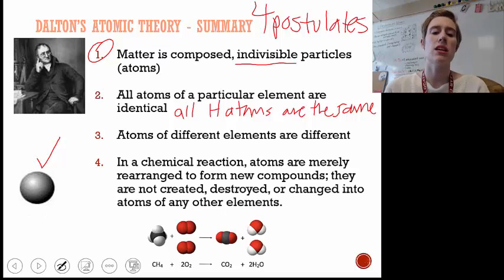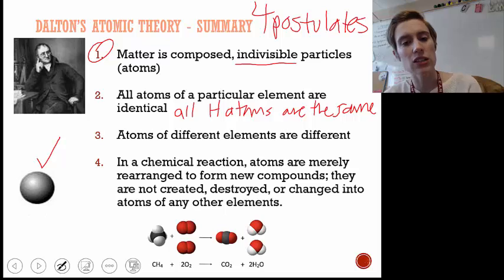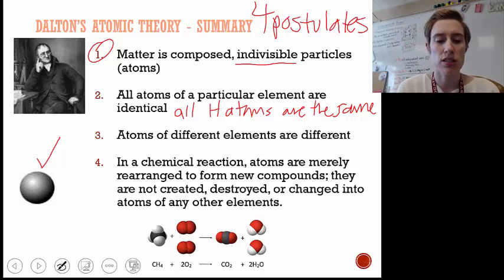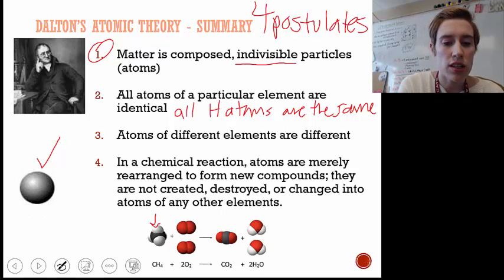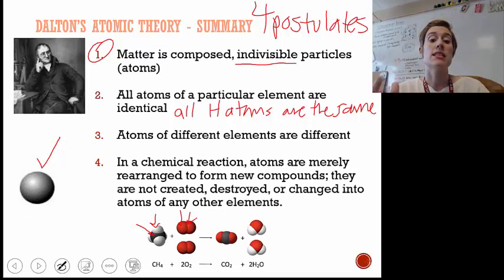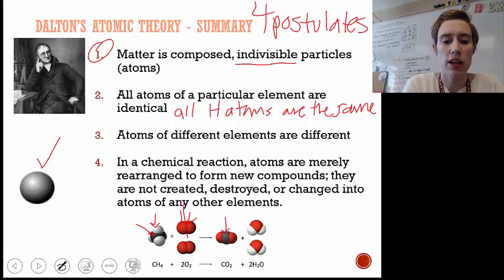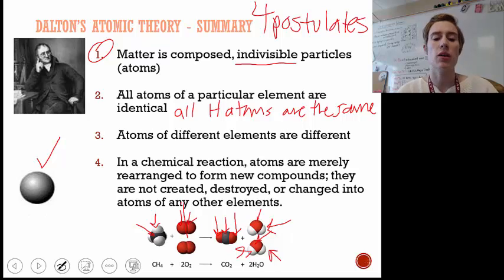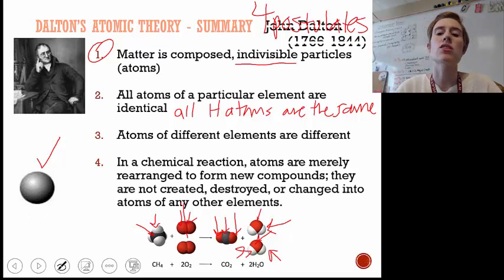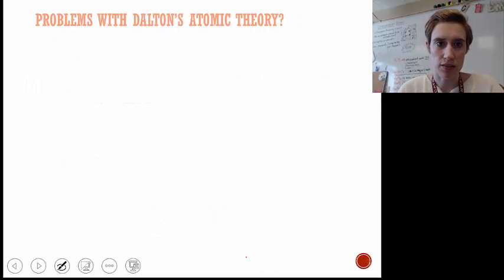And the 4th thought he had was in a chemical reaction, atoms are rearranged to form new compounds. They are not created, destroyed, or changed into atoms of any other elements. Here's a picture of basically what he's talking about, okay? So here you have 4 hydrogens and a carbon. Here you have 2 oxygens, and he says atoms can only be broken from their molecule and rearranged. So he says, okay, we haven't lost anything. Like we still have the 4 hydrogens from before. We still have the 1 carbon from before. They just rearranged.